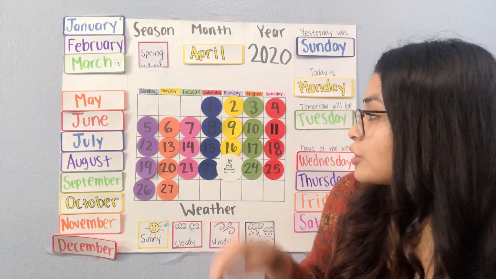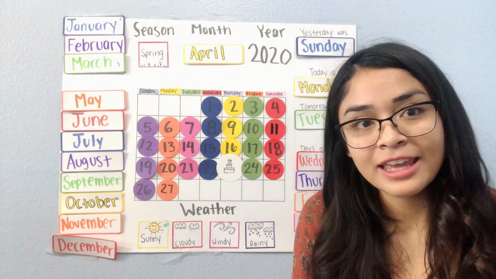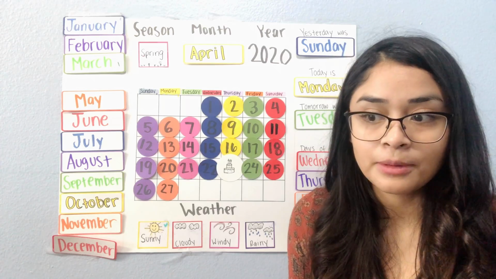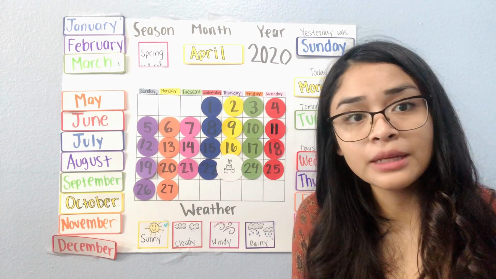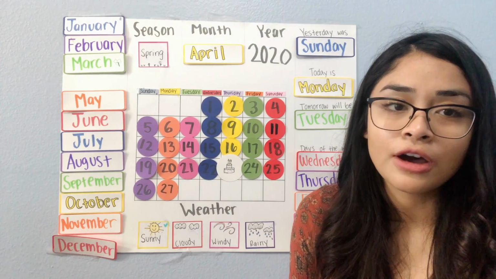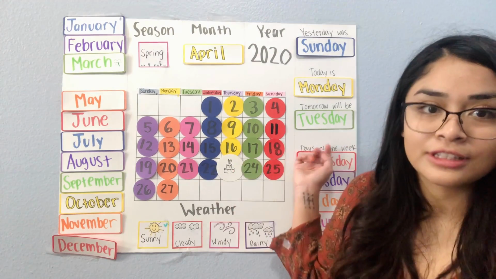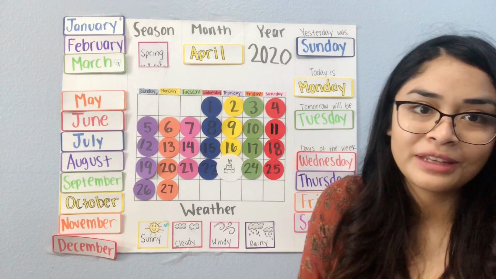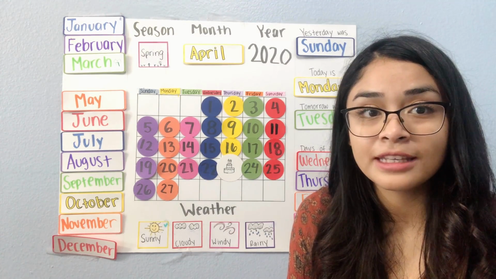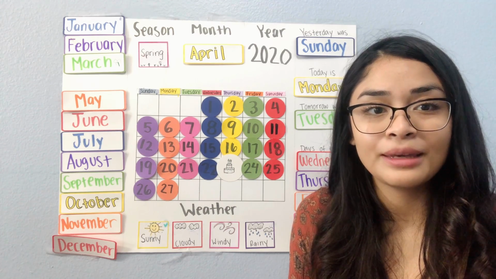All right, so I will see my friends in a little bit for our Zoom meeting and also for our story time about Picasso. But we will do calendar again tomorrow on Tuesday. So let's see if my friends can remember what day tomorrow will be. Tuesday. All right. Have a great, amazing, wonderful, happy Monday.